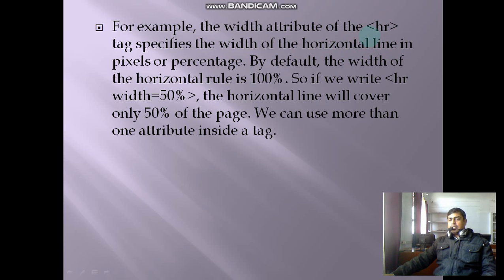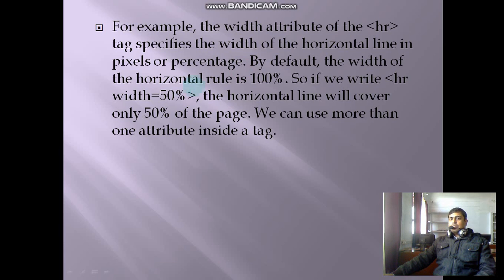The HR tag does not have a closing tag. It will specify the width of the horizontal line in pixels or percentage. If you give pixels, it will count the number of pixels according to the resolution of your computer. That means if your monitor resolution is high, then the line will be small. If your computer resolution is low, then the line will be slightly bigger. When you write it in percentage form, it will take the percentage of your resolution, and it will be almost equal in all monitors.